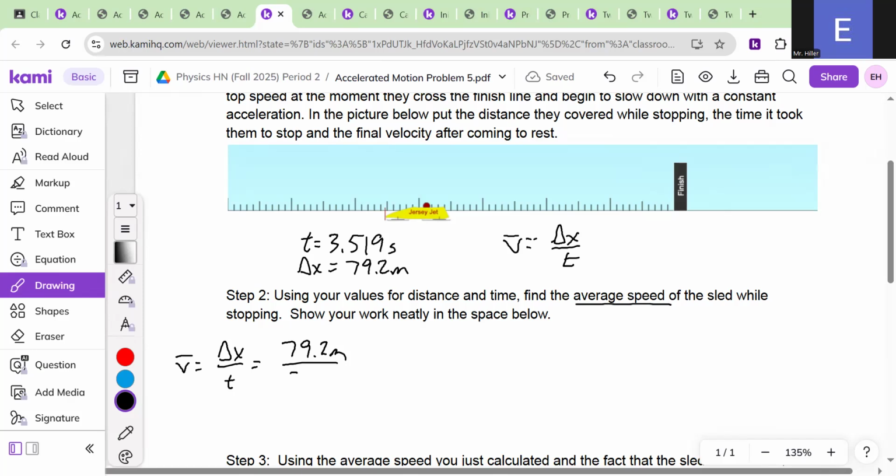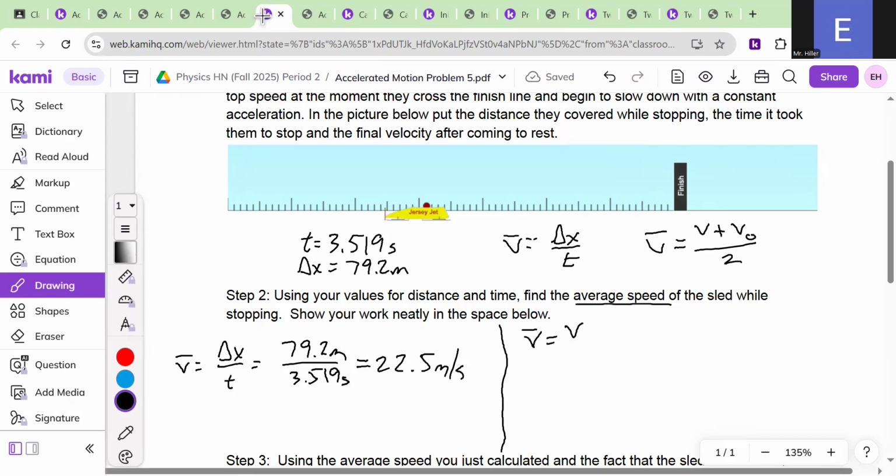Go ahead and divide by two. The other equation we have for average speed is the sum of your final and initial velocity divided by 2. We'll come back to that one in a second. So I'm getting an average speed of about 22.5 meters per second. Now if I use the second equation, V average equals V plus V naught over 2.